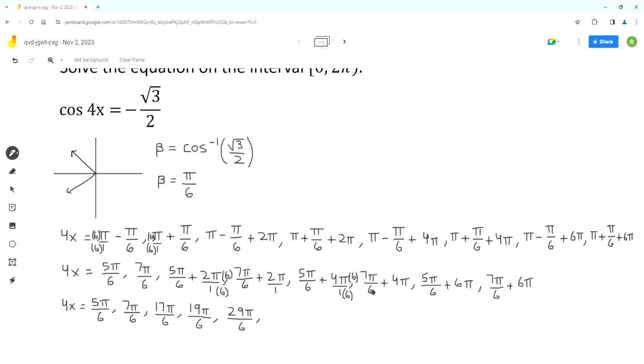And now we'll do 7 pi over 6 plus 4 pi. So same thing, the denominator is 1. The common denominator is 6. So we'll multiply the numerator and the denominator by 6. So 24 pi over 6. So 24 plus 7 is 31. So 31 pi over 6.